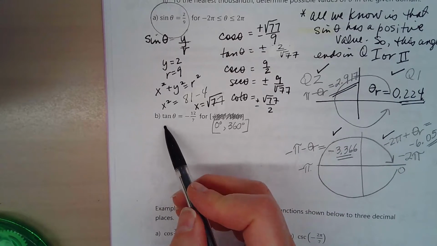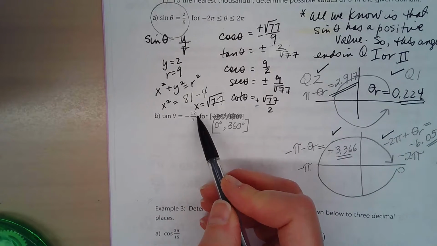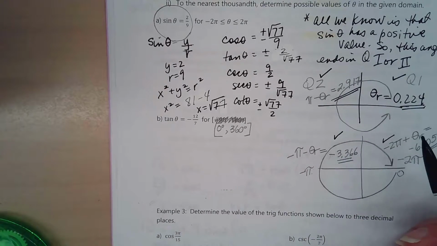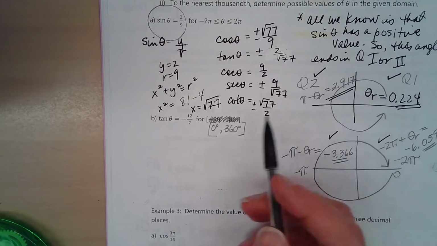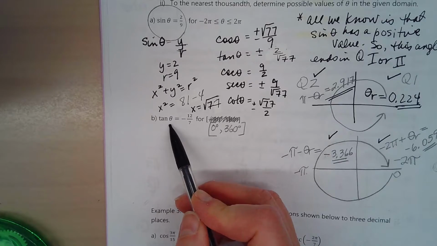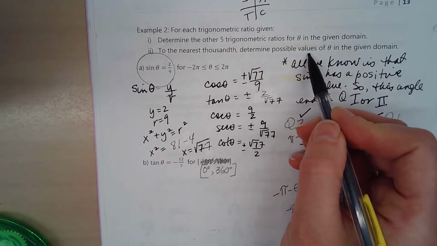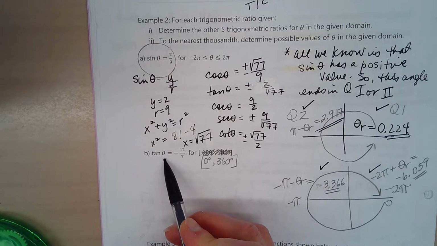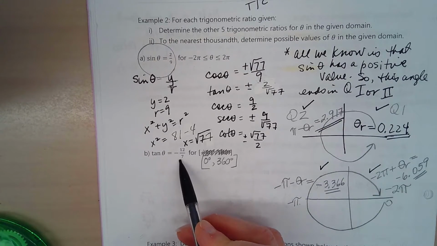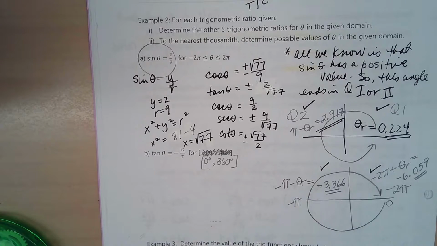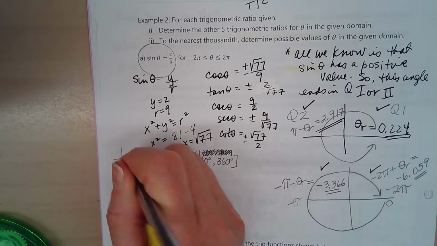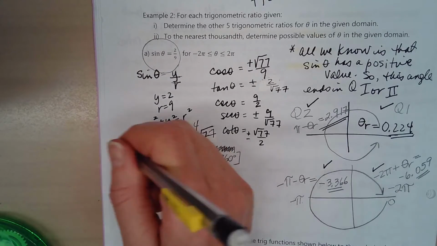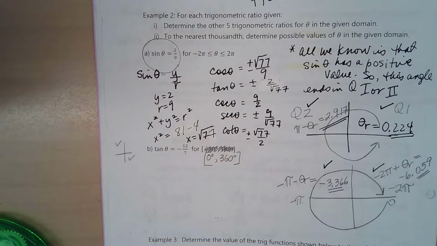All you know is that tan theta has this value, negative 12 over 7. I want you to find the 5 other ratios, and I want you to find the angle, and it says the possible values for the angle. So the possible values for tan associated with a negative ratio. So where does tan have a negative ratio? Where is tan negative? 2 and 4, right? Yeah.